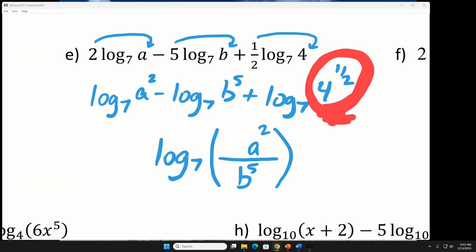All right, so what does it mean to raise something to the 1/2? Square root. Good, you guys answered that really fast. All right, so what is 4 to the 1/2? 2, and where does it go? In front of the a. Good job. All right, so if you mess something up, it's okay. You can fix it.